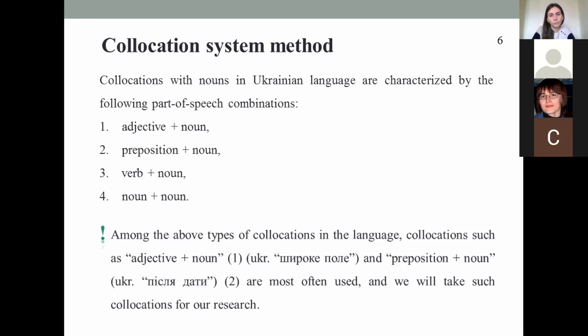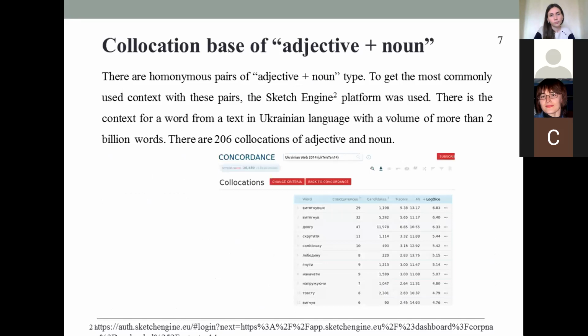Based on the results of analysis of sources of the problem of homonymy, namely the emergence of incomplete grammatical homonyms among homonymous pairs of words, homonymy with the noun most often occurs, so we take collocations with nouns to remove homonymy. Among the above types of collocations in the language, collocations such as adjective plus noun and preposition plus noun are most often used, and we will take such collocations for our research. There are homonymous pairs of adjective plus noun type.